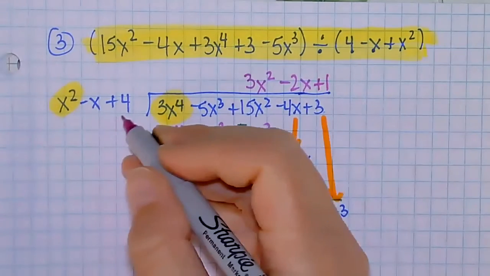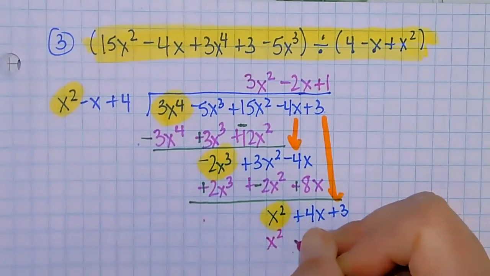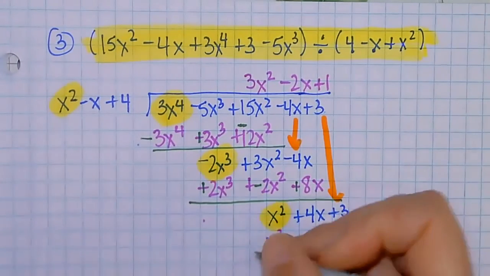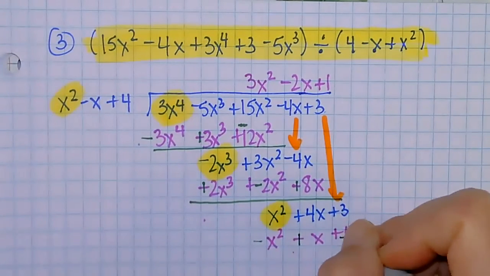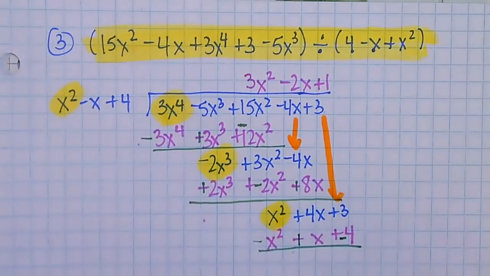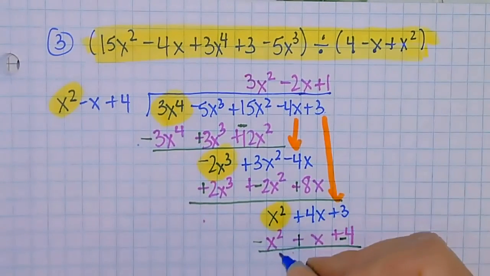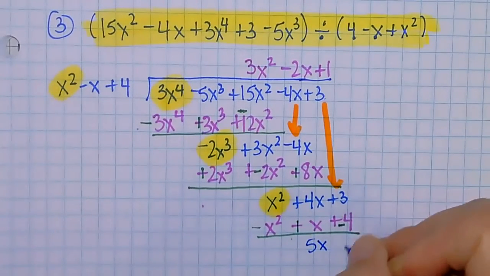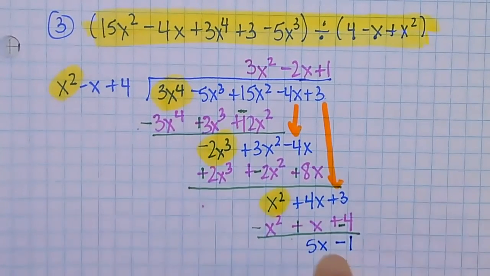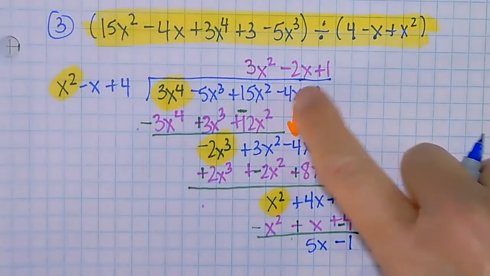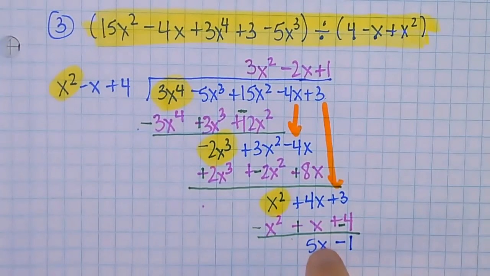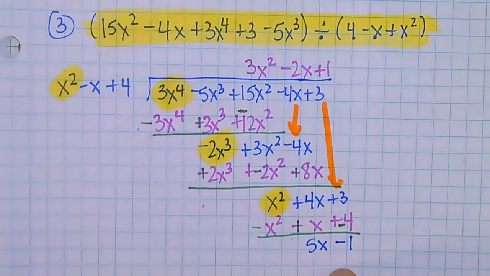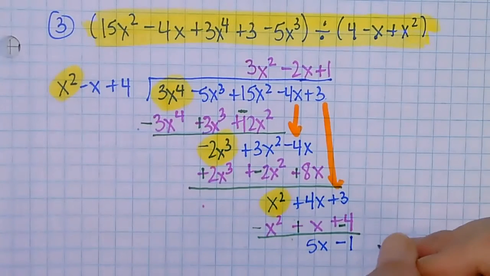So I'm going to take 1 times this, which basically means I'm going to get x squared minus x plus 4. And then I'm going to subtract. So this becomes negative, positive, negative. And when I do that math, this cancels out. This becomes a 5x. This becomes a negative 1. And again, notice, well, first off, I was lining myself up. I'm done. But this power is a degree 1. This is a bigger degree. It's not going to go into the smaller. We're done. This is our remainder.